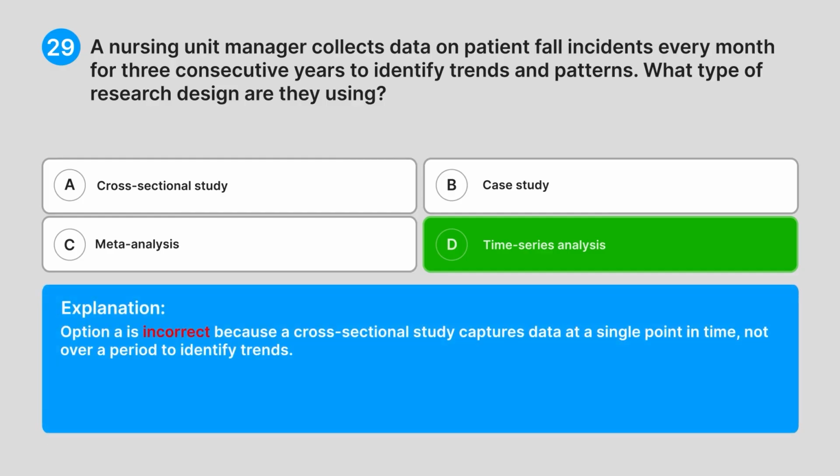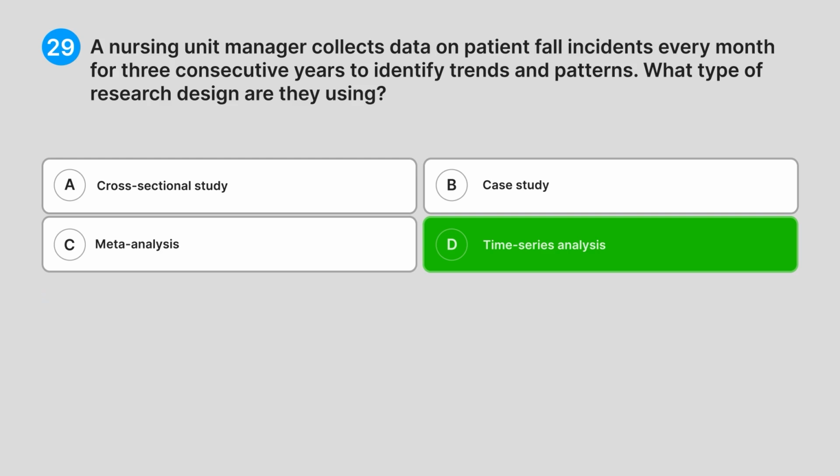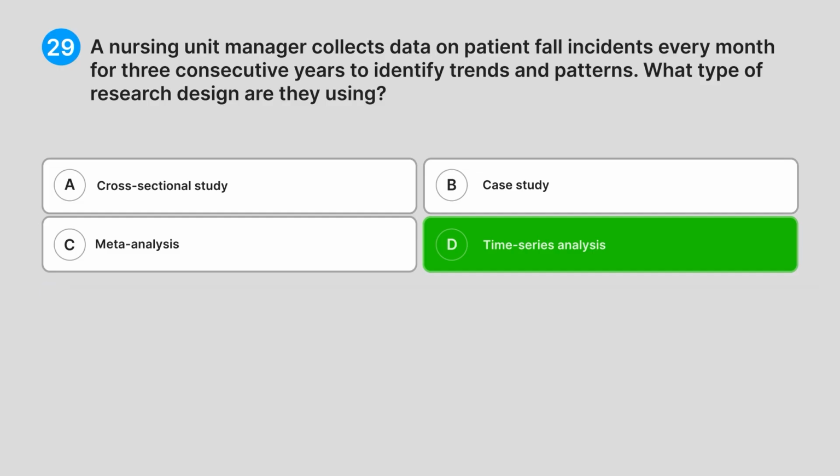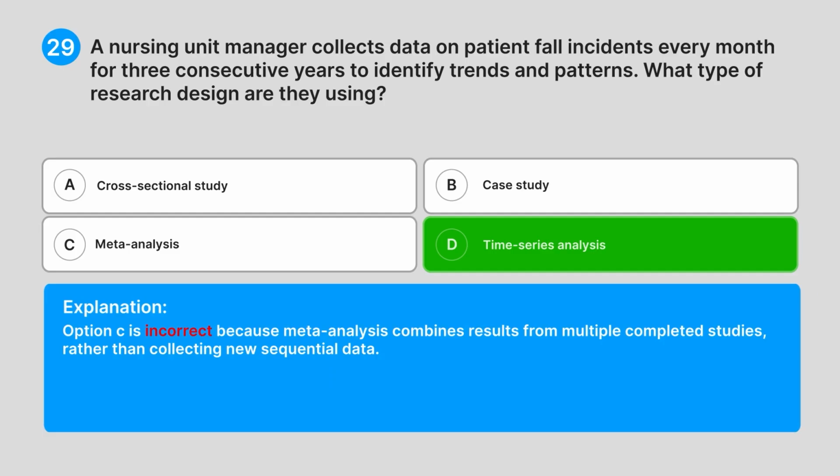Option A is incorrect because a cross-sectional study captures data at a single point in time, not over a period to identify trends. Option B is incorrect because a case study involves deep investigation of a single unit or situation, not systematic measurements over time. Option C is incorrect because meta-analysis combines results from multiple completed studies, rather than collecting new sequential data.